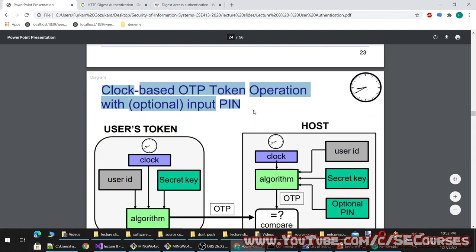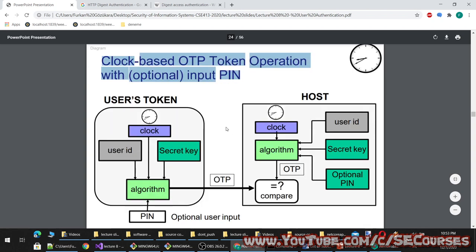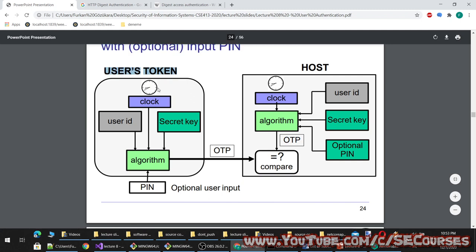Clock-based OTP token operation with optional input PIN. So the user token is based on clock, user ID, secret key, algorithm and PIN, producing the OTP. On the host, clock, algorithm, user ID, secret key and optional PIN produce an OTP, and they compare the two. So the user doesn't enter their secret key, but they still have to enter their PIN.